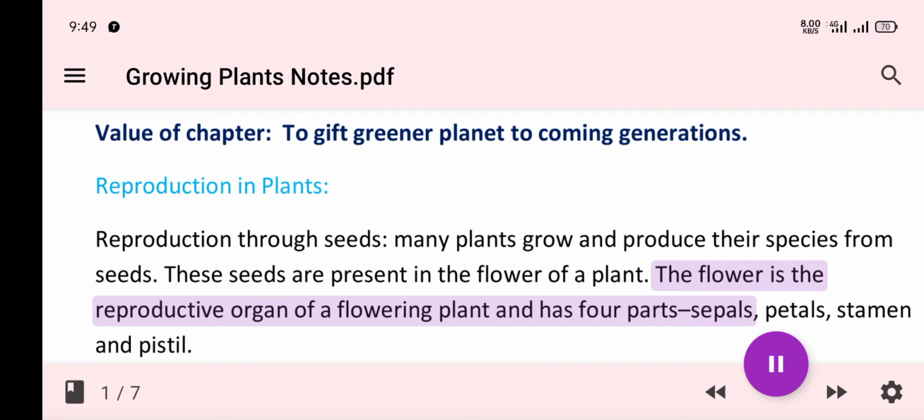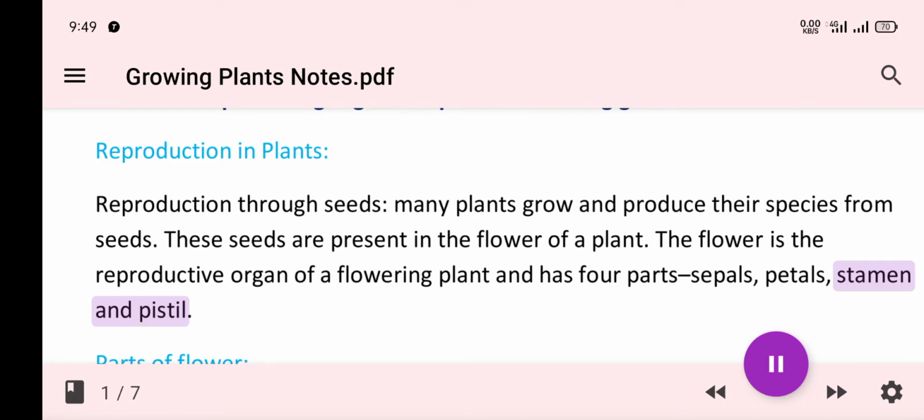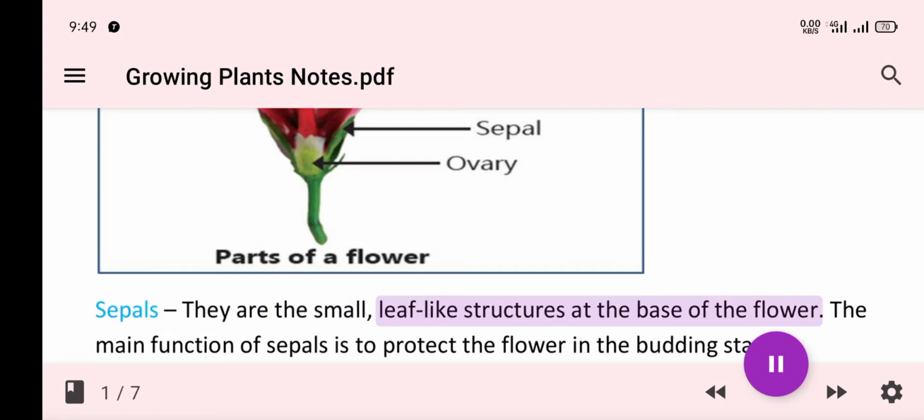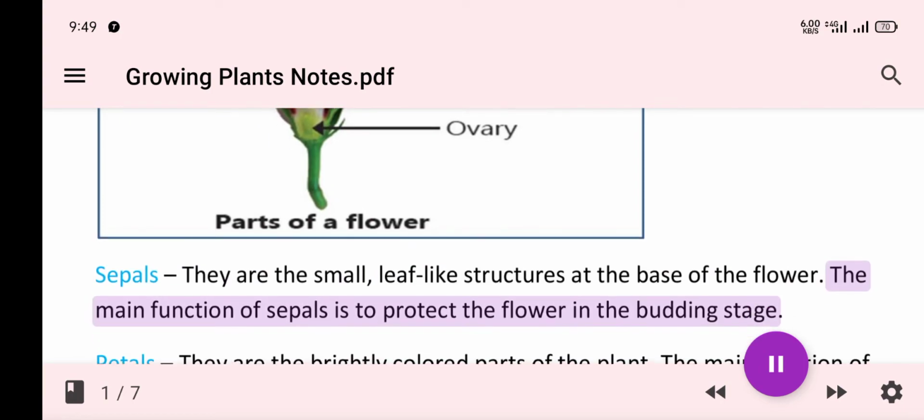The flower is the reproductive organ of a flowering plant and has 4 parts: sepals, petals, stamen and pistil. Parts of a flower. Sepals: they are the small, leaf-like structures at the base of the flower. The main function of sepals is to protect the flower in the budding stage.